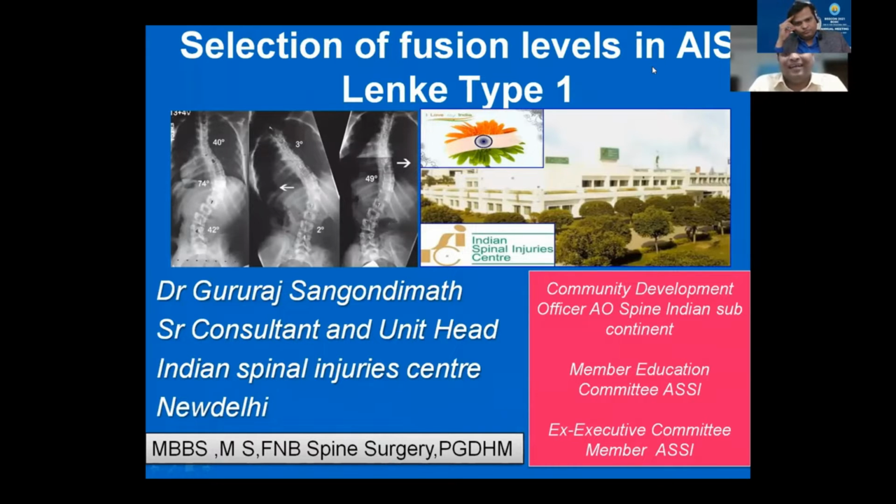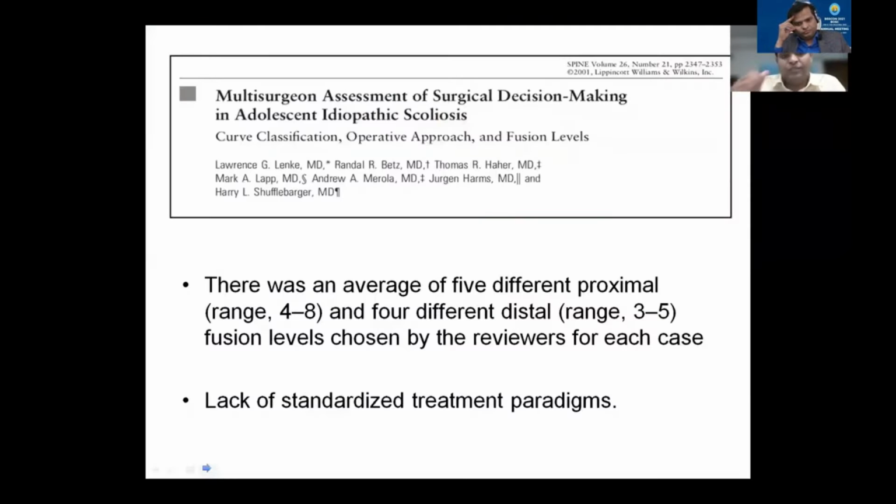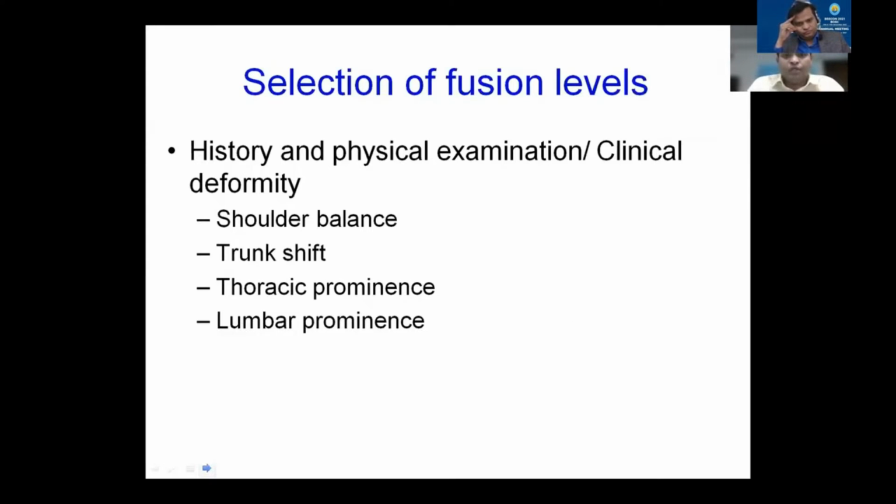The topic is selection of fusion levels in AIS in Lenke type 1 curves. Basically, why is this controversial? Because if you see in this paper, all of them are senior surgeons. Still, they ended up choosing 5 different proximal levels and 4 different distal levels for fusion of these curves. So that is why we are discussing this today.